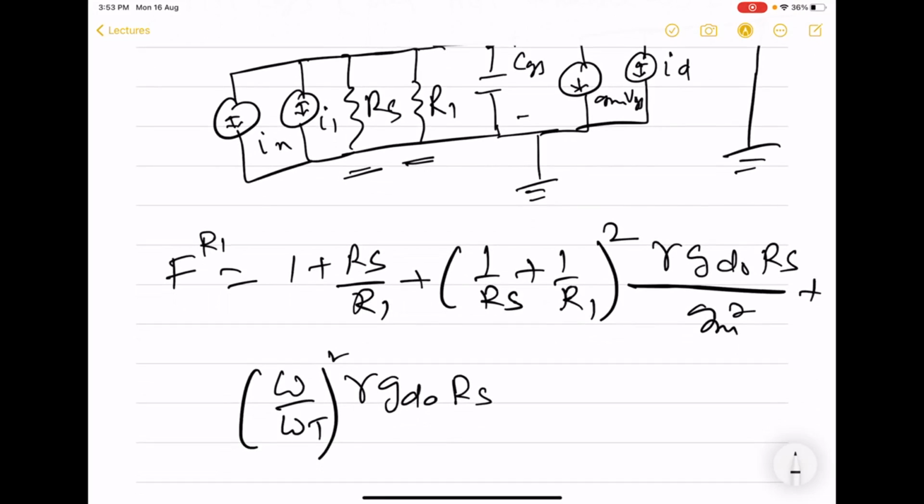Now in the next class, we will talk about the second possible modification of CS for the 50 ohm input impedance, that leads to the feedback version of the LNA.